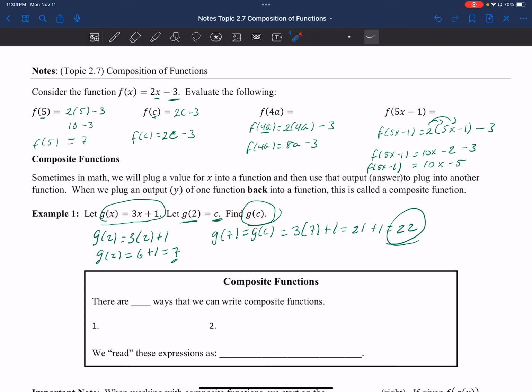It does make it a little bit confusing with the c, but when we do the examples, we won't be saying c, we'll be saying find g of whatever the answer was, making it a little bit easier.